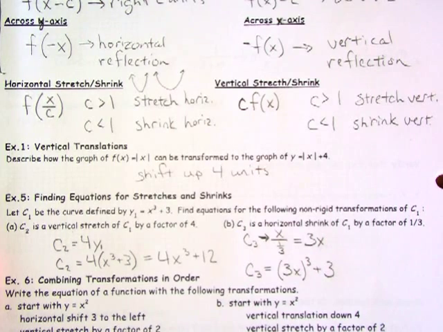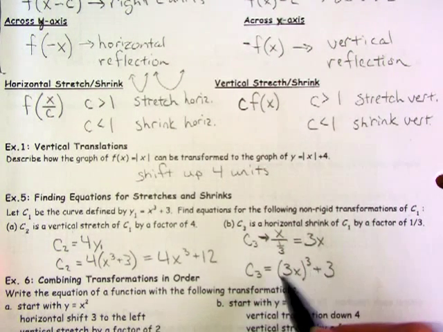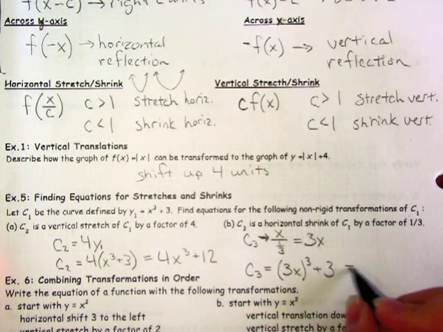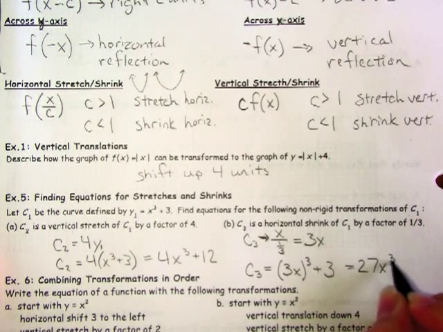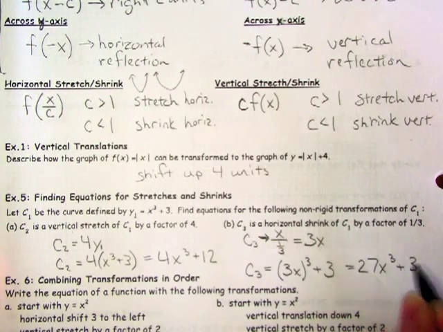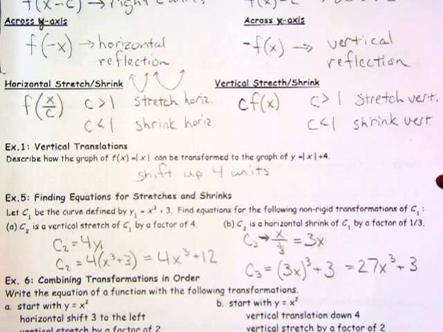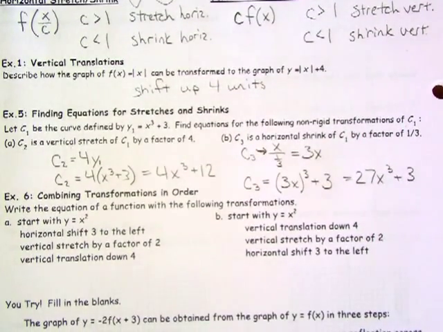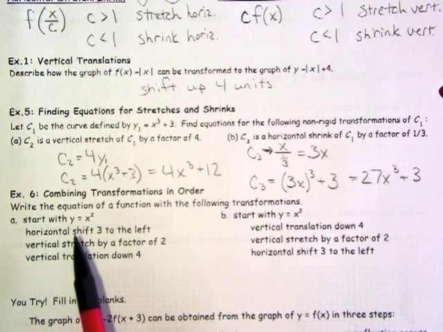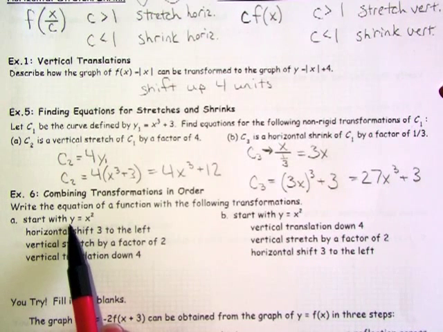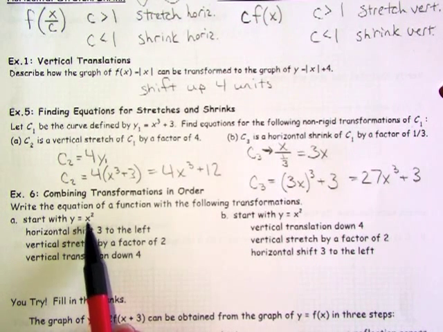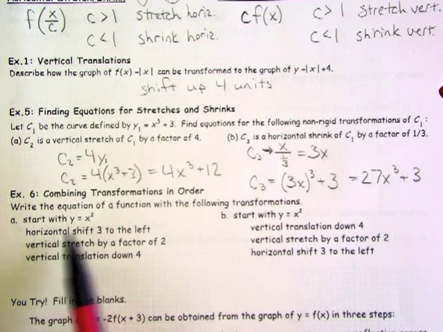And now simplifying that, I'm going to go ahead and cube this term and get 27x cubed plus 3. Okay. We have one last example here. And it's now going to be a matter of doing a bunch of translations to one function. We're going to start with a parent function, y equals x squared, our basic quadratic function. And we want to do these following translations, and we're going to do them in this order.